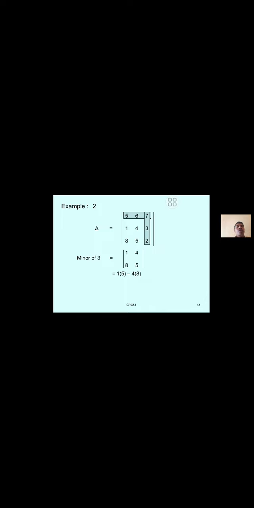So 1485 is AD minus BC, which means 1 into 5 minus 4 into 8. 1 5s are 5 and 8 4s are 4 8s are 32. So 5 minus 32 is equal to minus 27.